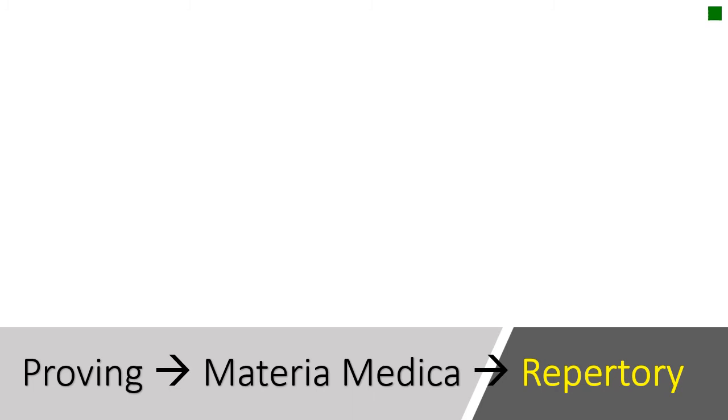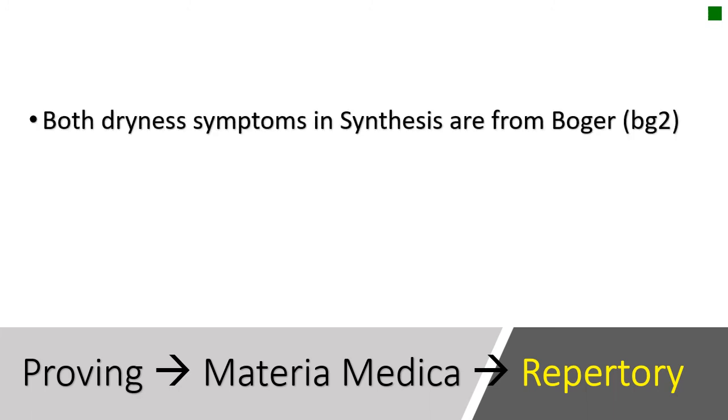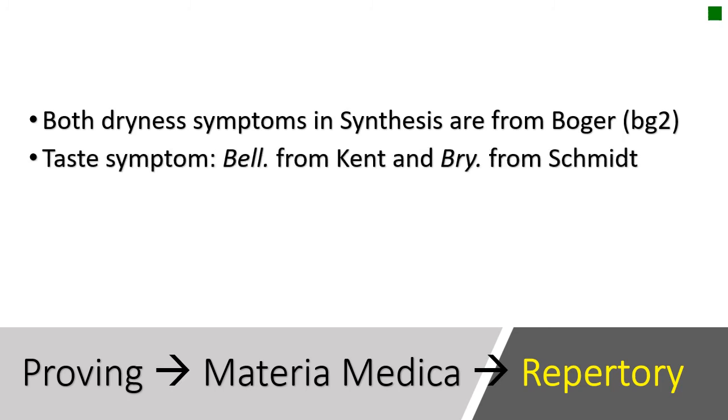And in this case, the book by Hughes is a wonderful volume, because that is probably the only book in our literature that tells us about the pathogenesis. So both the dryness symptoms in Synthesis, as I told you, are from Beaujeu. The taste symptom for belladonna is from Kent, and for bryonia is from Pierre Schmidt. Apparently they are clinical symptoms because they don't appear in any other source other than the one which I quoted earlier about the provings.